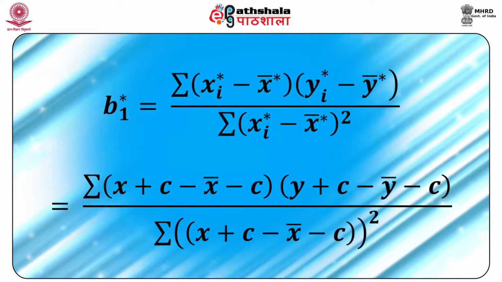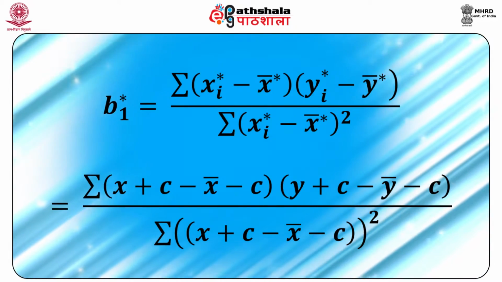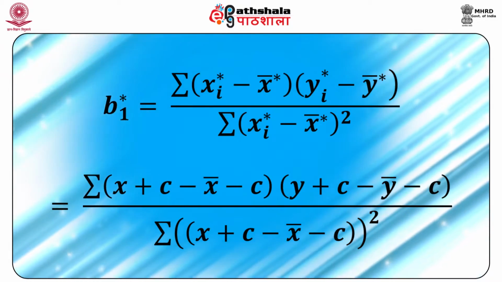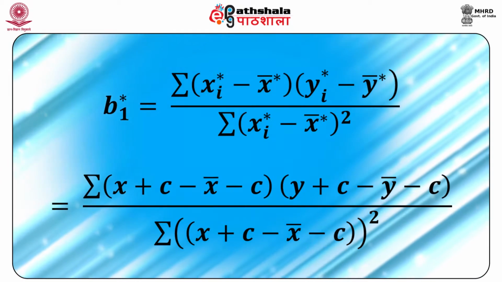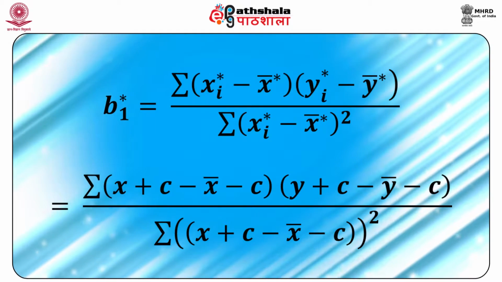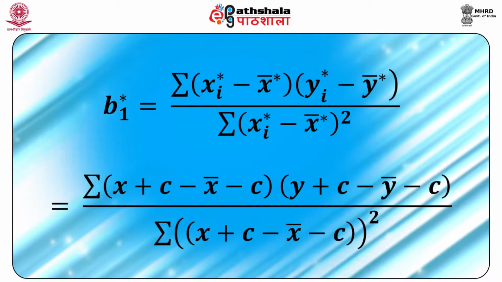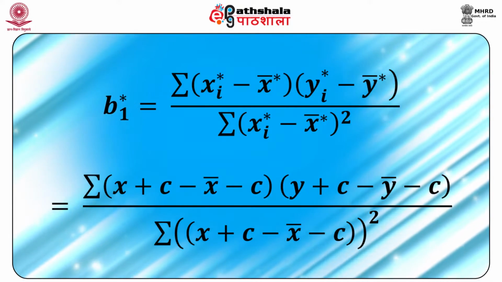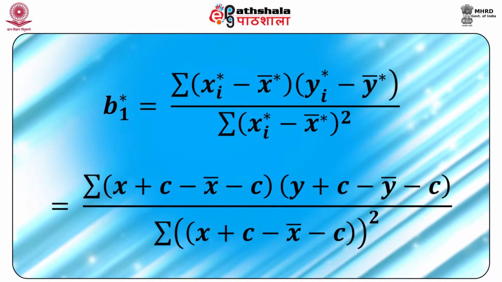Then you will find that b1 star, which is the slope coefficient, is equal to sigma (xi star minus x star bar) into (yi star minus y star bar) upon sigma (xi star minus x star bar) whole square.